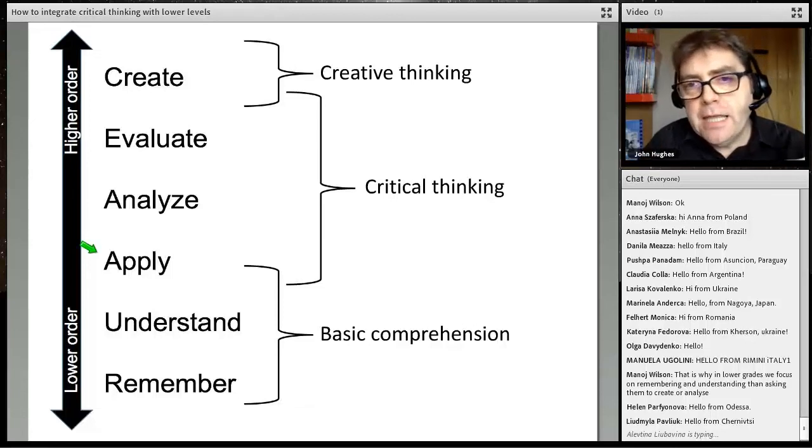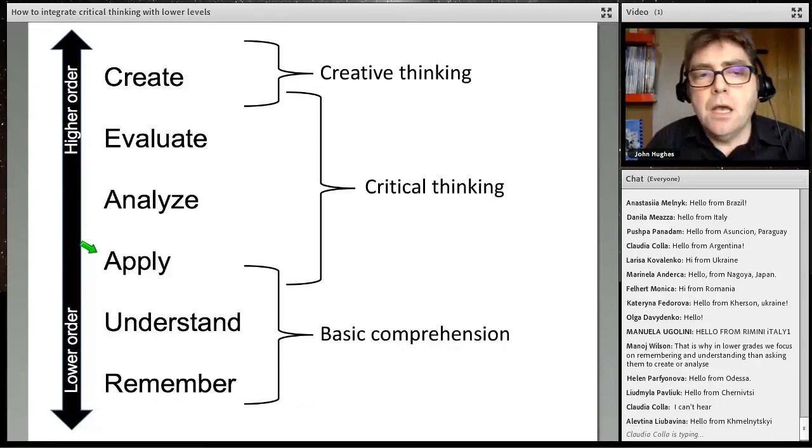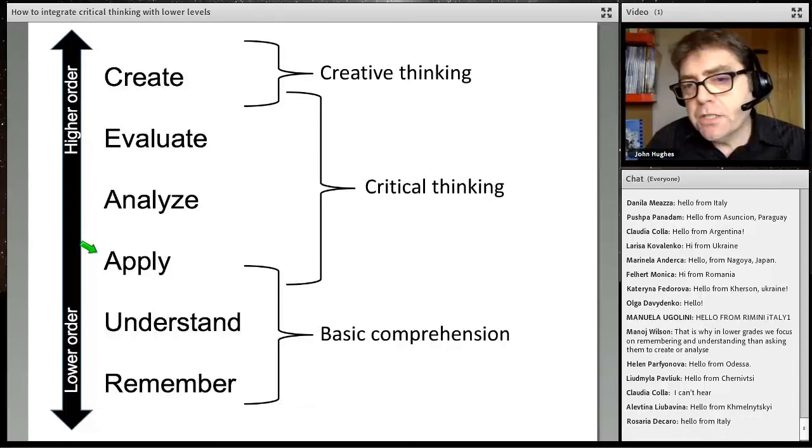And often in higher level course books, you'll see special sections on critical thinking. But often with lower level books, you don't. And this presents a problem for the teacher because is critical thinking something we can only do with higher levels? That's my question.